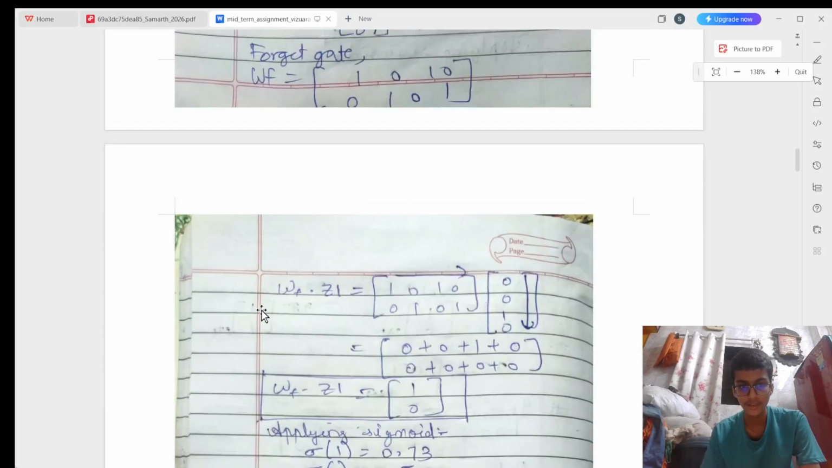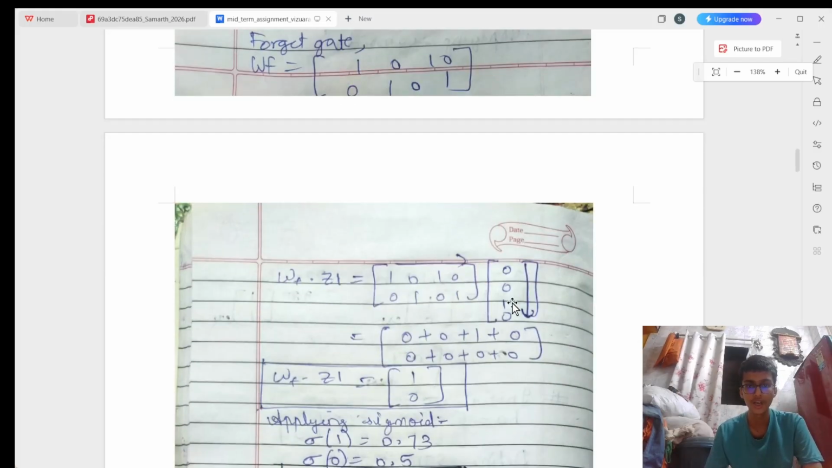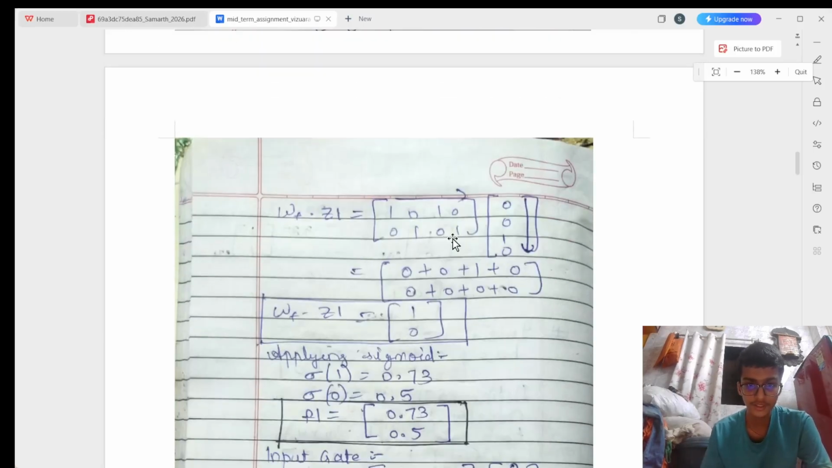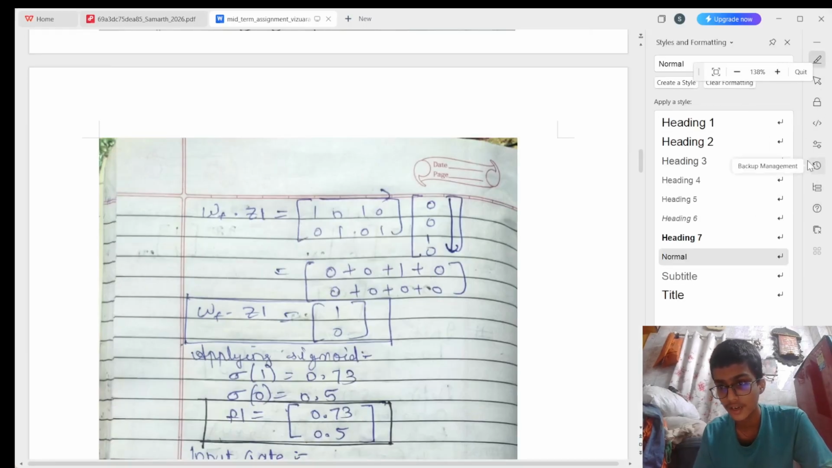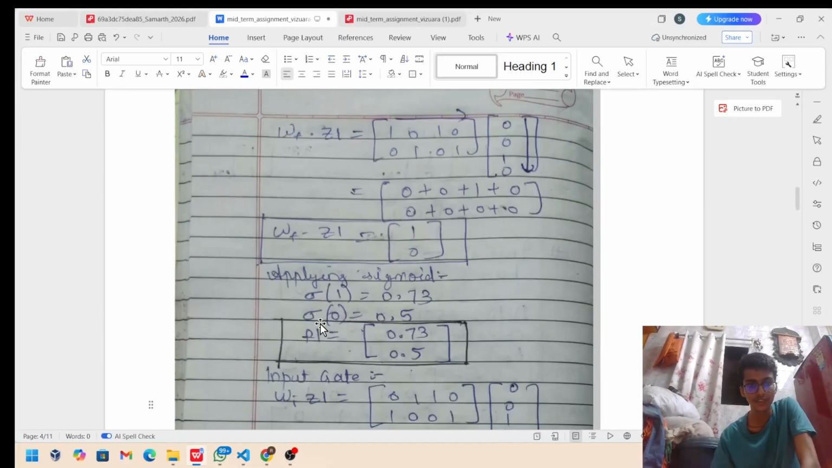The forget gate calculation is very simple. WF, to which we have already assigned random values, we multiply with Z1, which is nothing but this concatenated matrix. We just compute a normal matrix multiplication, and if you see, 1 into 0 gives 0, 0 into 0 gives 0, 1 into 1 gives 1, and 0 into 0 gives 0. So this is the calculation of WF into Z1, then applying the sigmoid function.